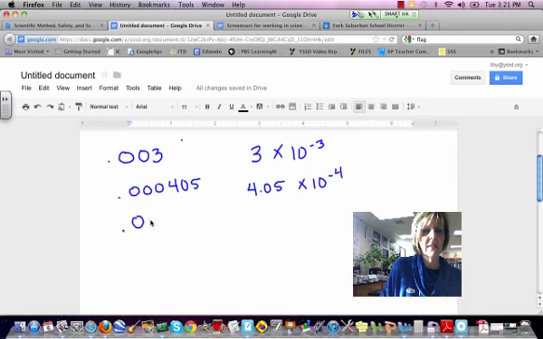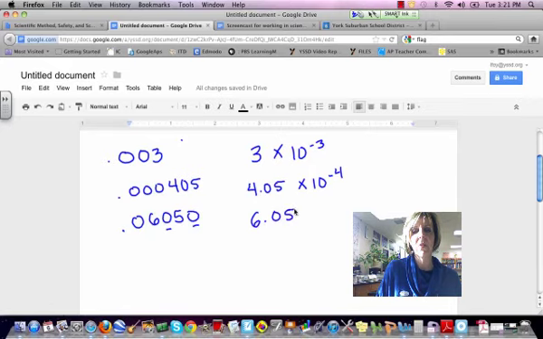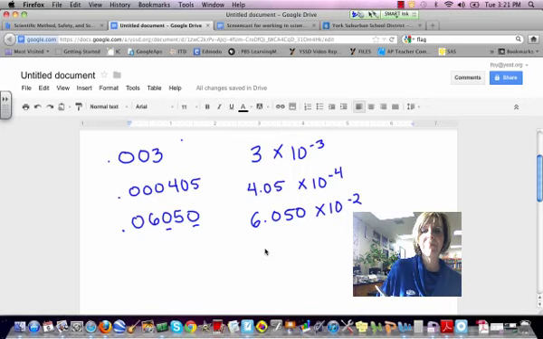If I use 0.06050, all right, this zero is significant because of the sandwich rule, and that zero is significant because there's a decimal, and I can take a 0 at the very end as significant, but that zero is not. So my number is going to be 6.050, and I had to move the decimal over 1, 2, so this is going to be times 10 to the minus 2. Okay?